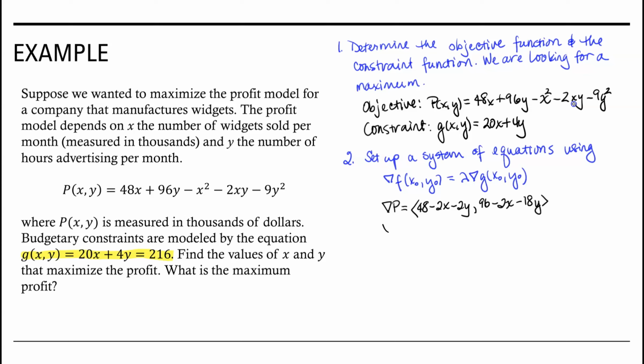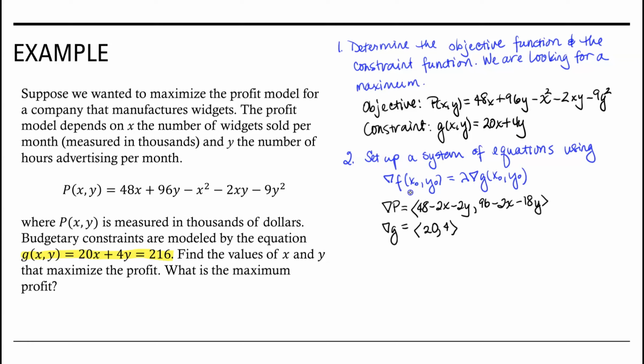Next, I need the gradient of g. In the x component, we're going to have the partial of g with respect to x, so that's going to be 20. And in our y component, we're going to have the partial of g with respect to y. So that's 4. So there's our two gradients.